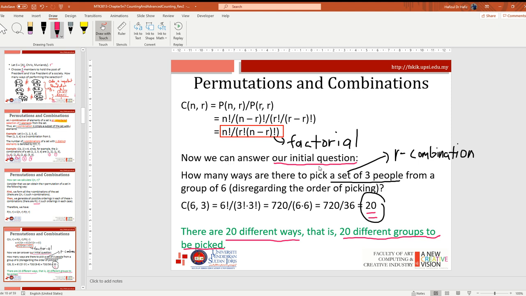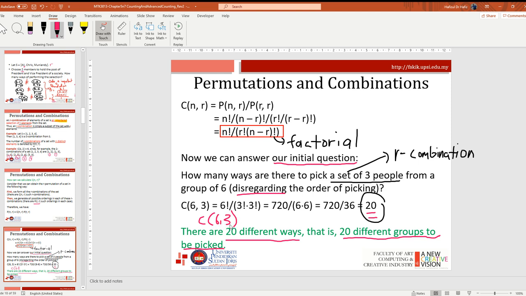So we can answer our initial question. Okay, how many groups are there to pick a set of 3 from a group of 6, disregarding the order of picking? When you see disregarding, order is not important. It's basically a combination. So we have C(6,3).